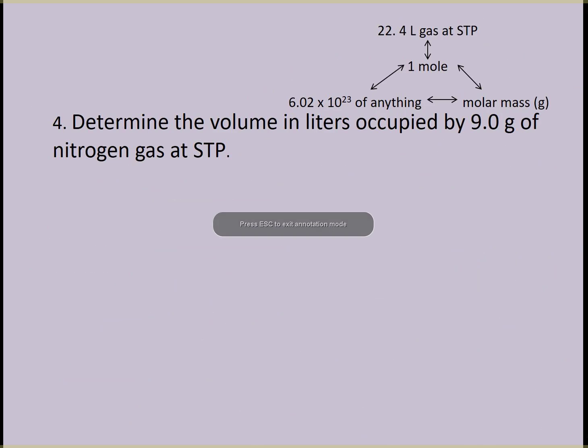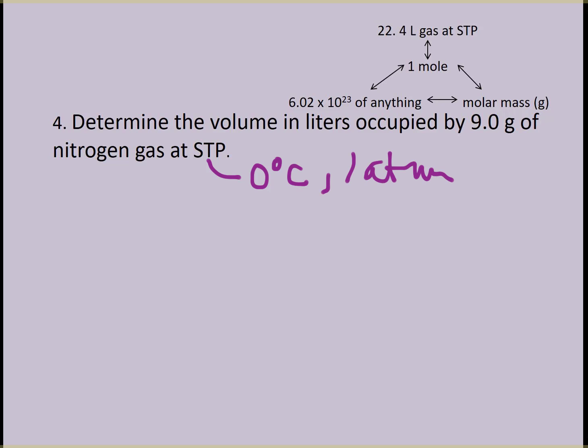All right, let's do one where we're using the gas conversion. So remember, 22.4 liters of gas at standard temperature and pressure. It has to be at standard temperature and pressure. Standard temperature is 0 degrees Celsius, and standard pressure is 1 atmosphere. So if you're not at that temperature or that pressure, you can't use the 22.4 liters.